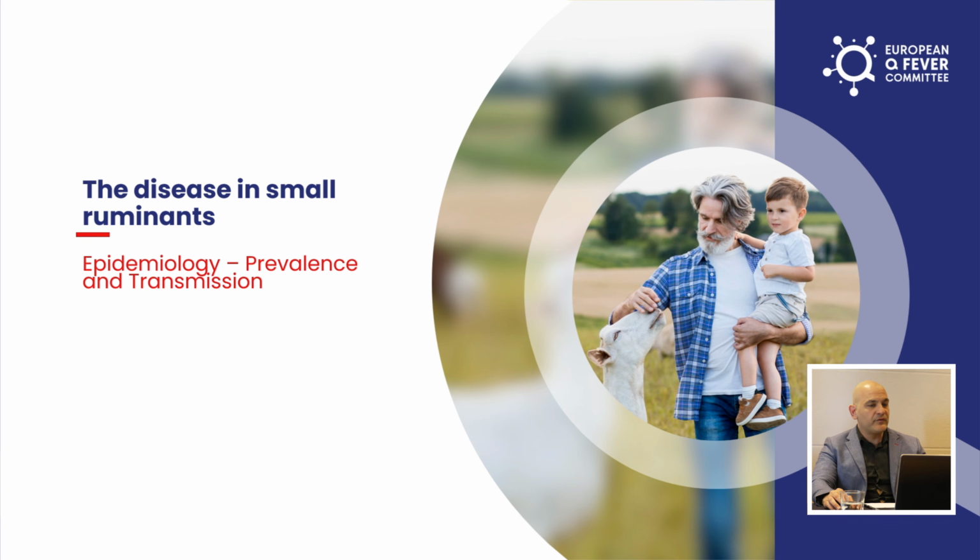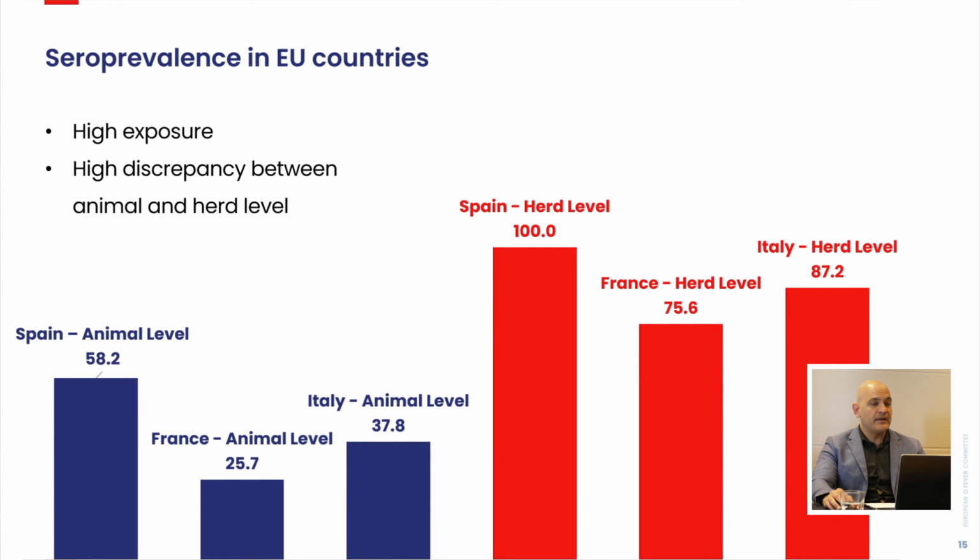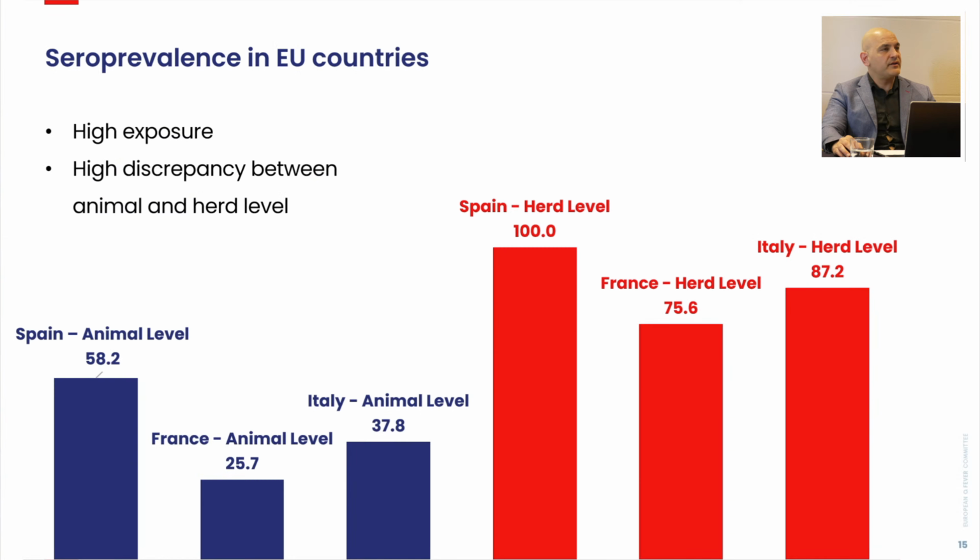Now let's see some info regarding the epidemiology of the disease, focusing on the prevalence and transmission pathways. Seroprevalence studies across various European countries have demonstrated a high degree of exposure of small ruminants to Coxiella, reaching rates from 25% to almost 60% at animal level, and much higher, up to 100%, at herd level. This discrepancy between animal and herd level demonstrates the complex infection dynamics of Coxiella. The pseudospore is so ubiquitous that almost every single herd will eventually encounter the bacterium, resulting in this near universal herd level seropositivity over time.